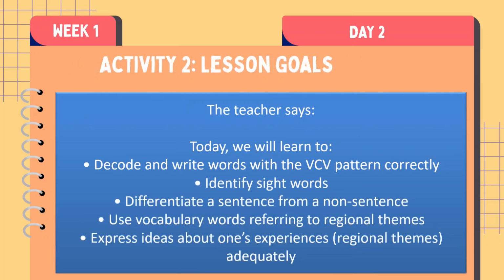Today, we will learn to decode and write words with the VCV pattern correctly. Identify sight words, differentiate a sentence from a non-sentence, use vocabulary words referring to regional themes, and express ideas about one's experiences or regional themes adequately.